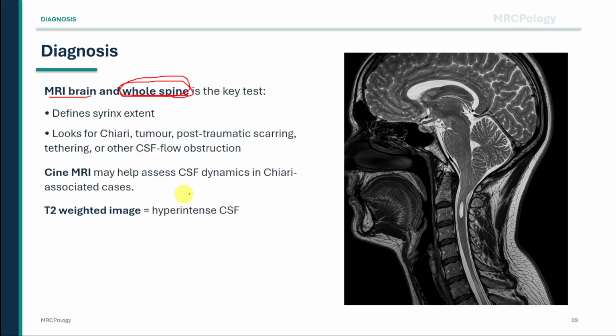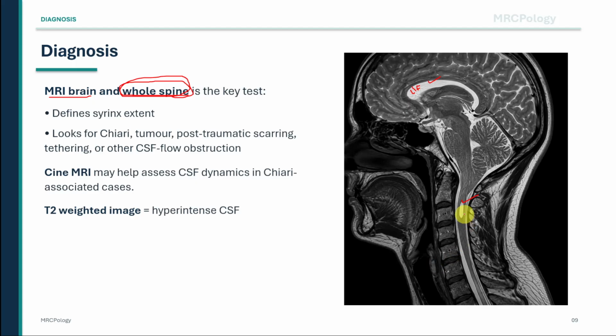The third picture is a sagittal T2-weighted MRI. On a T2-weighted sequence, cerebrospinal fluid appears bright or hyperintense. In this image, the syrinx is seen as a bright fluid-filled cavity within the cervical spinal cord. That is the key radiological idea. On T2, fluid is bright, so a syrinx appears as a high-signal cavity inside the cord.